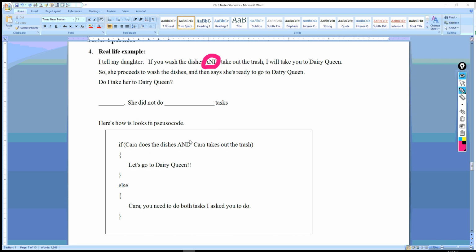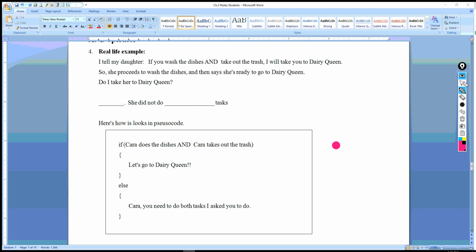And then if we look at this in pseudo code, we go if Kara does the dishes and Kara takes out the trash, then we're going to go to Dairy Queen. Otherwise, I would have to say, Kara, you need to do both tasks. And so that's basically what happens there.